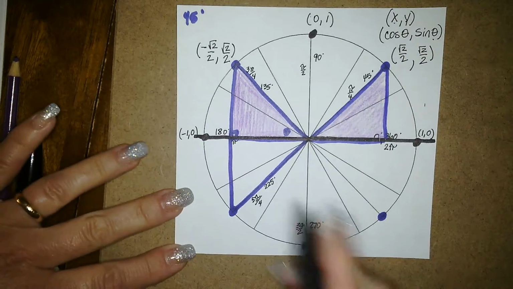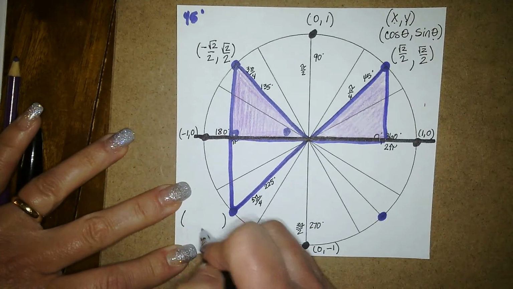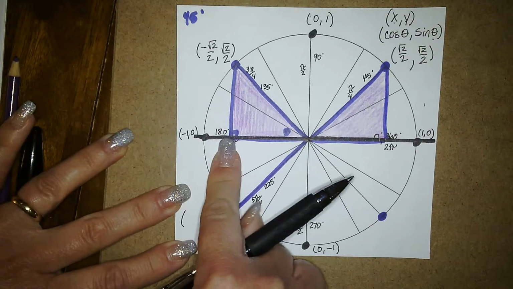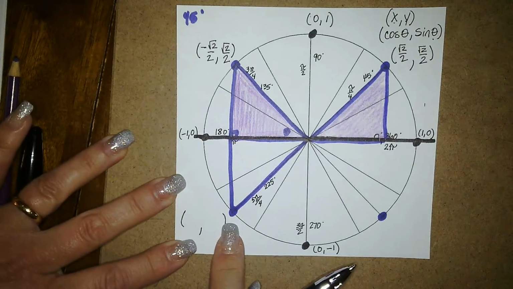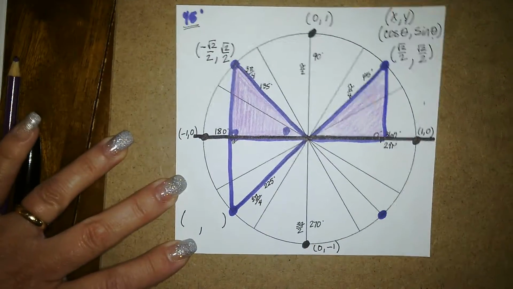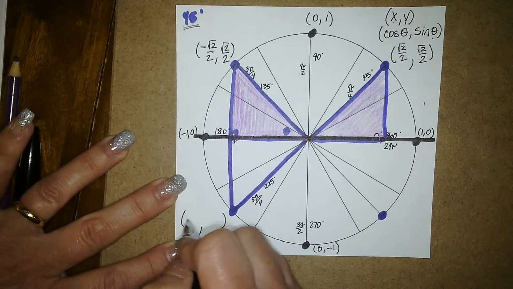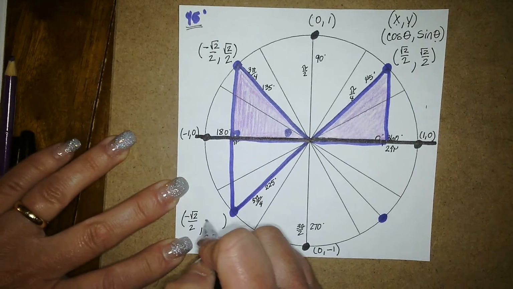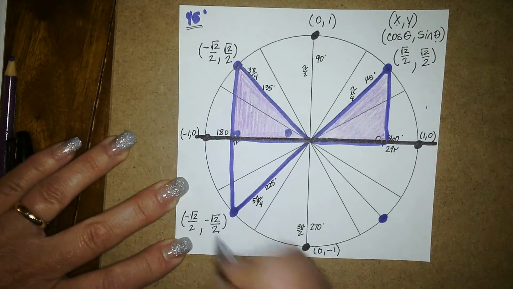But the coordinates of this point, because we're in quadrant number 3, my x is negative and my y is negative. Now, this is the 45-degree reference angle, right? And so we know that our sides are going to be root 2's over 2. So it's negative root 2 over 2 and negative root 2 over 2. Okay?